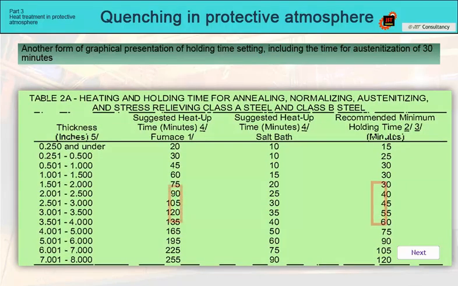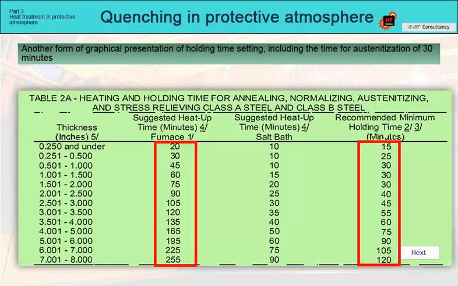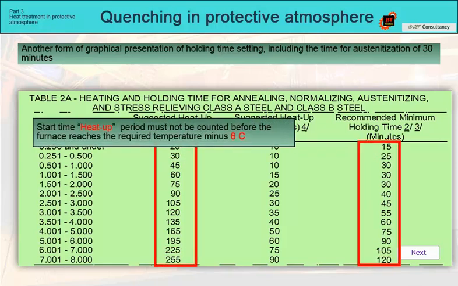The following rules apply. The holding time must not start counting down before the furnace reaches the required temperature, -6 degrees Celsius below the set value. The soaking time is given for a batch of one piece. The time for the entire batch must be extended. The holding time must not exceed twice the table value.